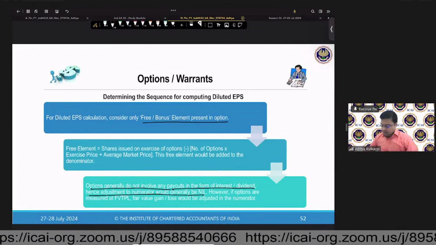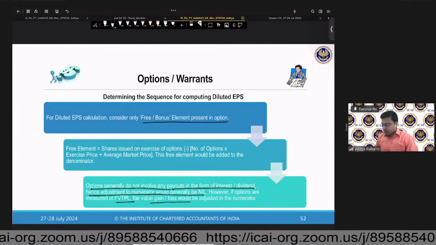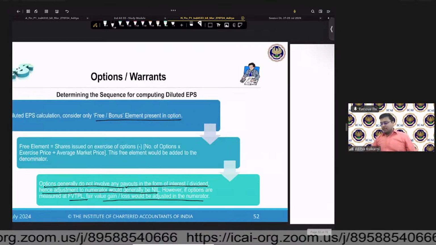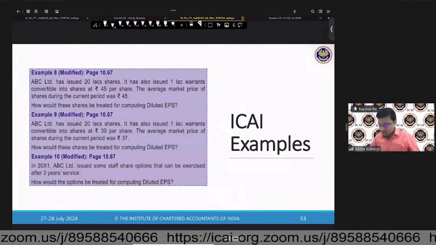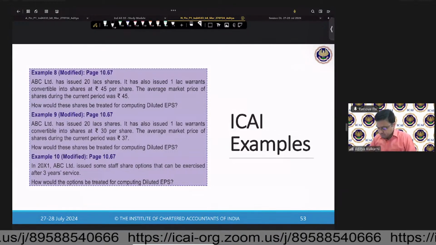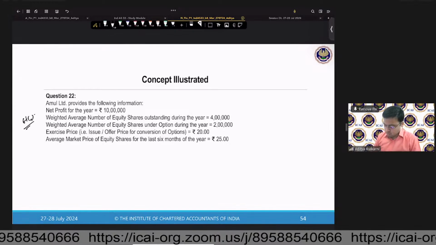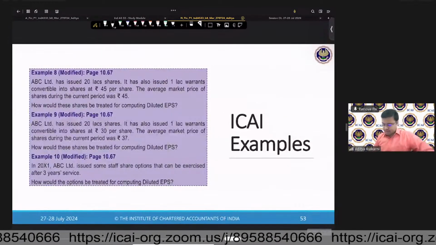However, if options are measured at fair value through P&L, as a financial instrument, it would be adjusted in the numerator. It would be adjusted in the numerator. Are we okay with this? Yes, sure. Anybody has any doubts? So this one you can do it for homework. All right. Yes.